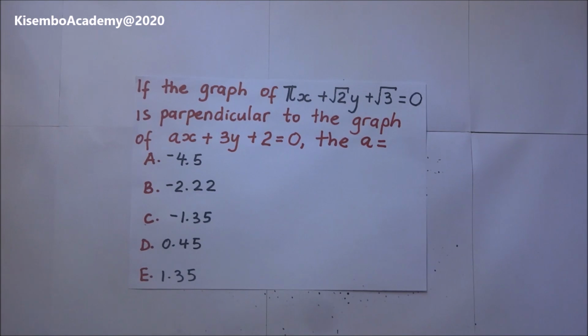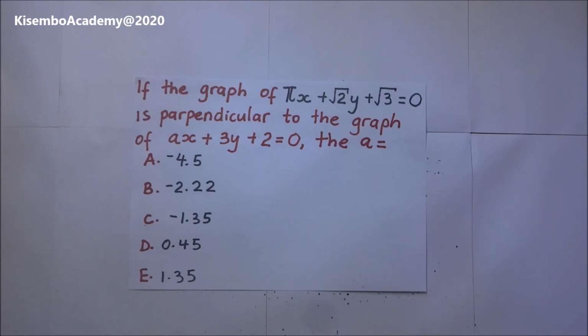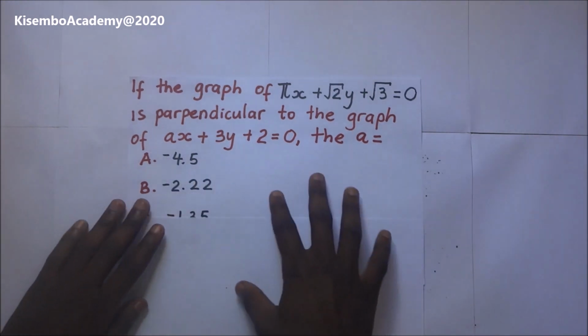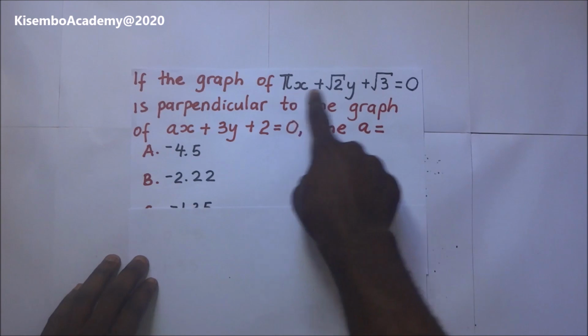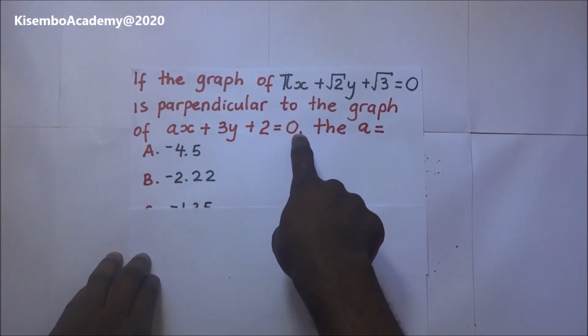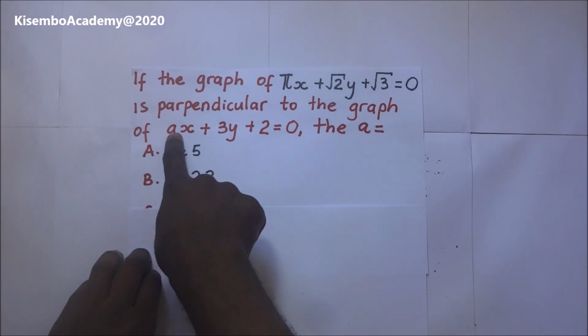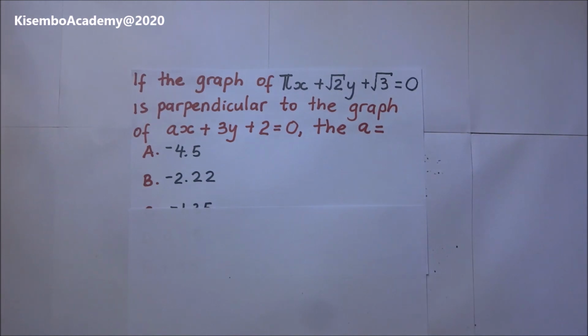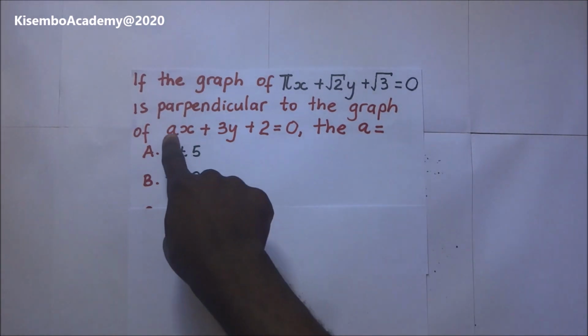In this question, they're telling us that if the graph pi x plus square root of 2y plus root of 3 is equal to 0 is perpendicular to this graph, then what is A? Now, they're asking us to find the value of A. If you look at this graph, it is perpendicular to that graph, and this A they are asking for is actually a coefficient of x, and we all know that in the form y is equal to mx plus c, the value of m is the coefficient of x.